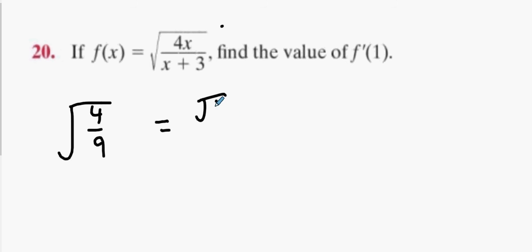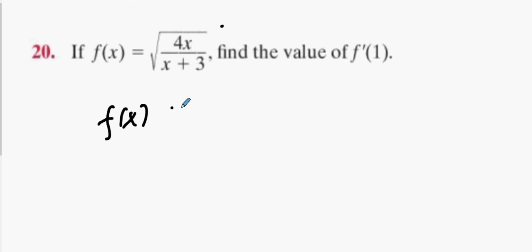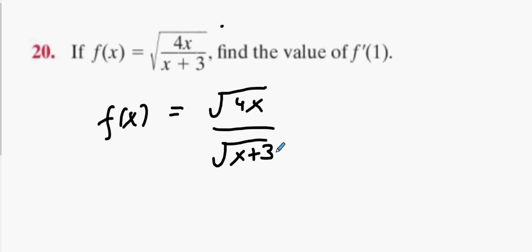Root 4 over root 9, which is the same as 2 over 3. Okay? So when I show you that step, what do you think you're going to do to the equation on the top? Square root the top and the bottom separately. Genius. Okay? What would be the step after that then?